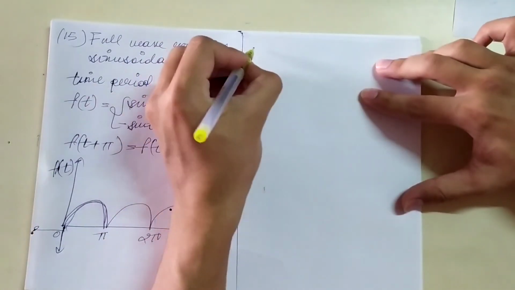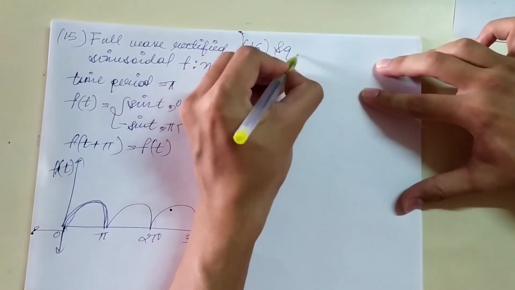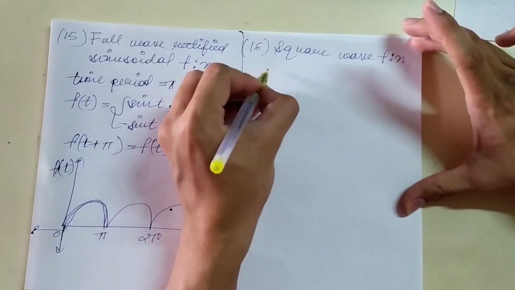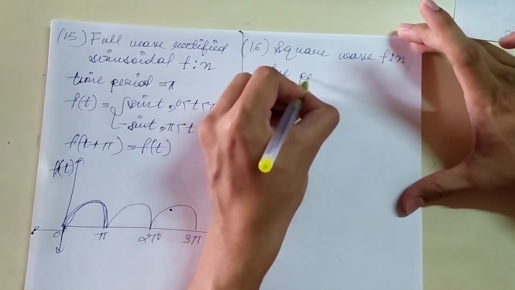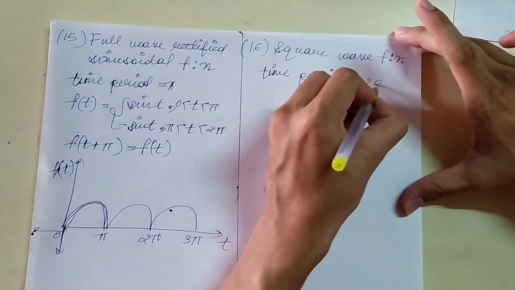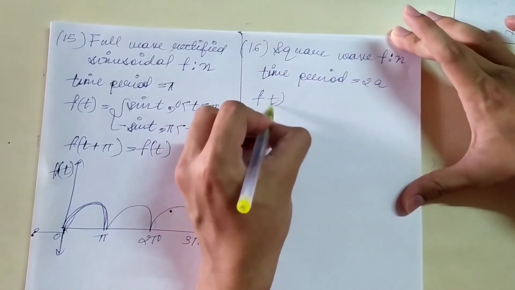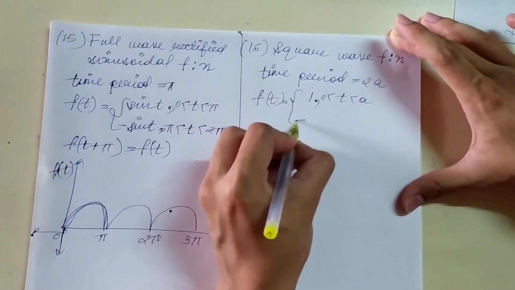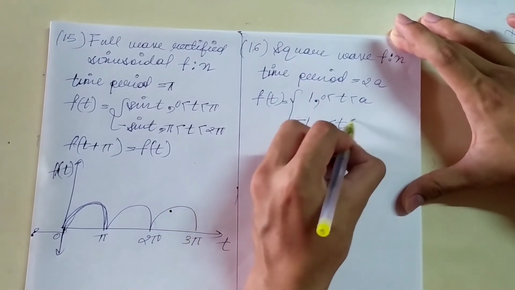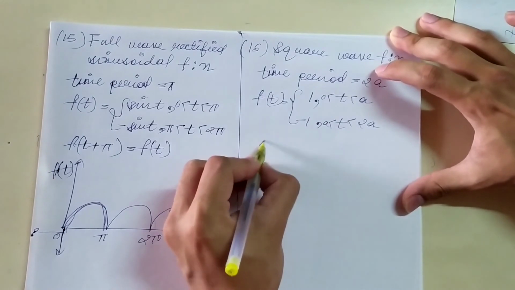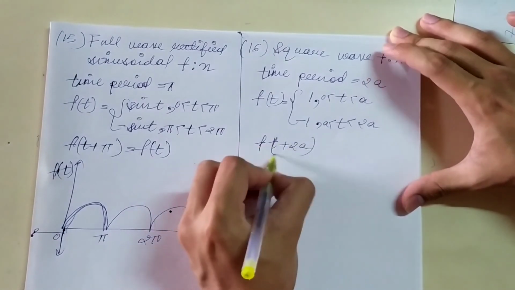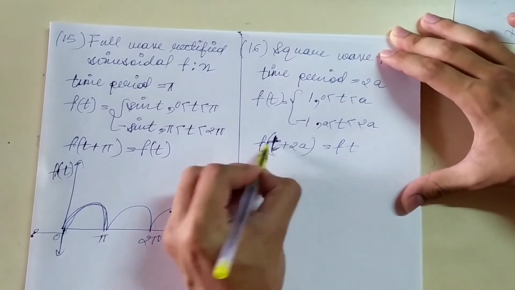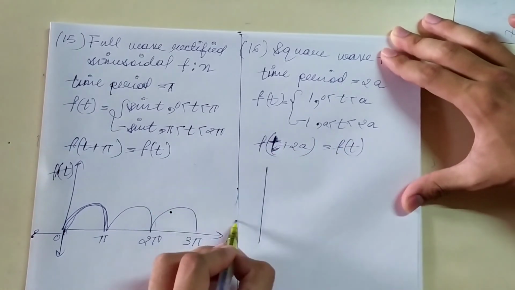So the 16th and final function is the square wave function. So here the time period is 2a and f(t) is defined as 1 for t less than a and greater than 0, and minus 1 for t greater than a and less than 2a. And since the time period is 2a, f of t plus 2a is equal to f(t). And if we look at the graph of this function, it will be something like this.